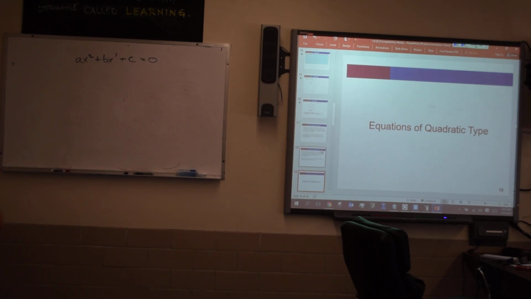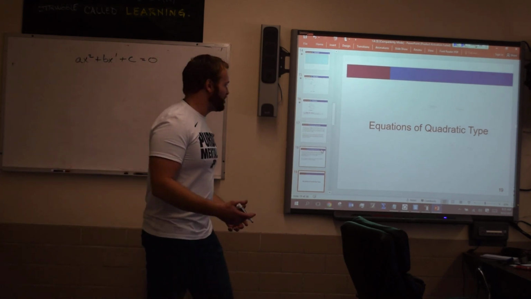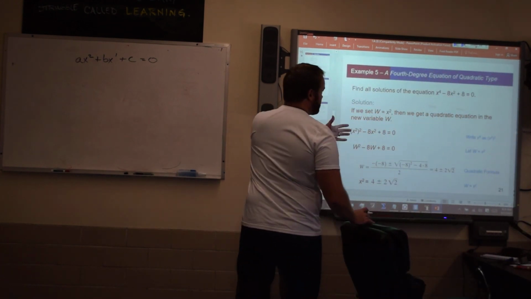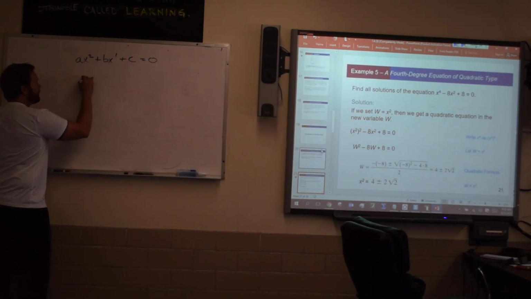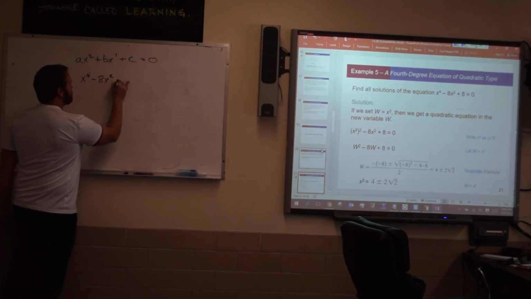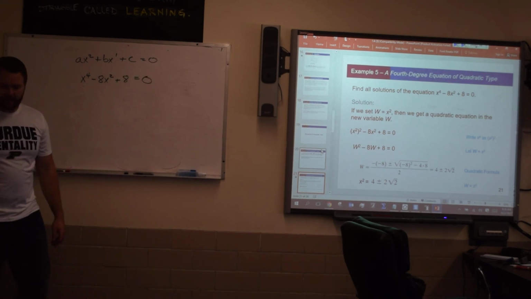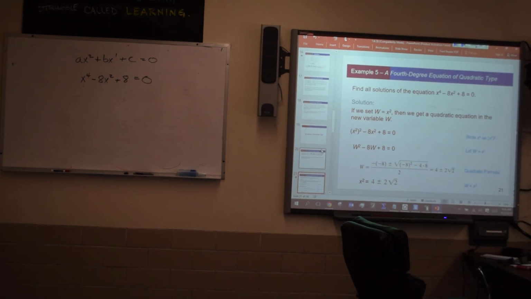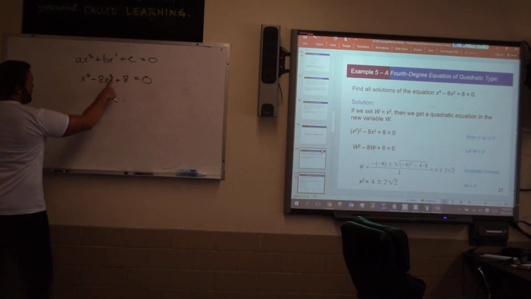Okay? So we get to some equations that are maybe challenging or daunting at first sight. So for instance, x to the 4th minus 8x squared plus 8 equals 0. Okay? It's not a true quadratic equation, right? Quadratic is ax squared plus bx plus c, and this is starting off as a 4th degree polynomial, a 4th degree equation. So it's not quadratic, but it has quadratic form because of how the exponents relate to one another, and the fact that that b term's exponent is half of this one.